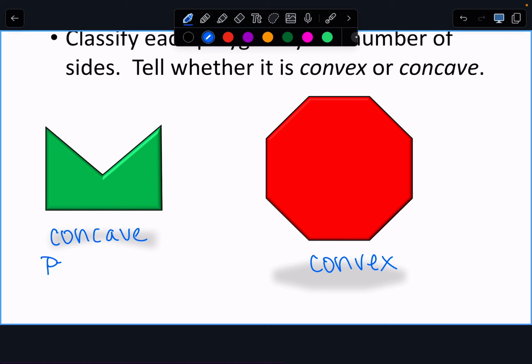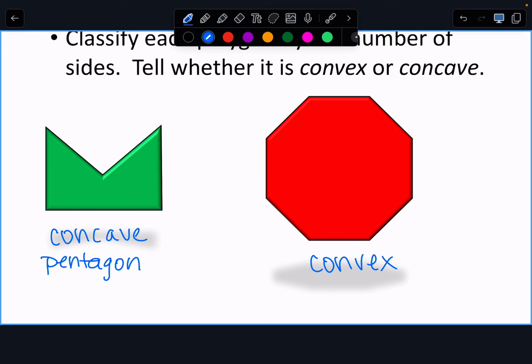So it's a concave pentagon, because it has 5 sides. Now I know the pentagon that you're picturing is a convex pentagon where the sides are the same. That's a special pentagon. Anything with 5 sides is a pentagon. Now, this one, glad that I chose red for the color.